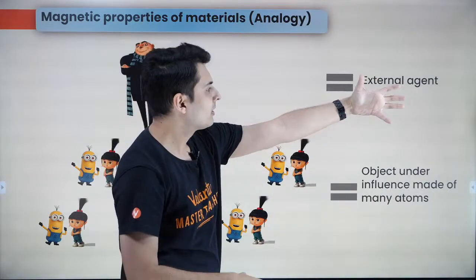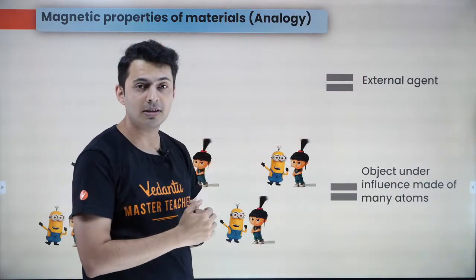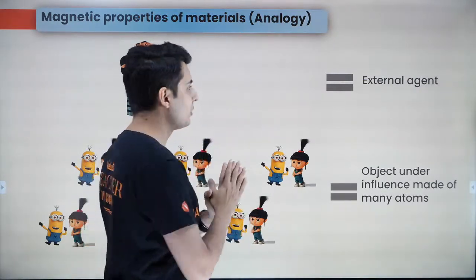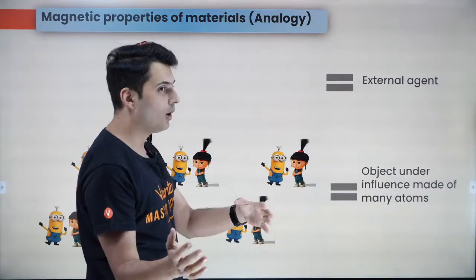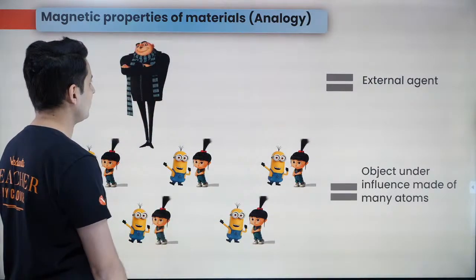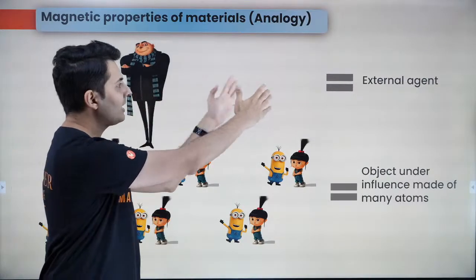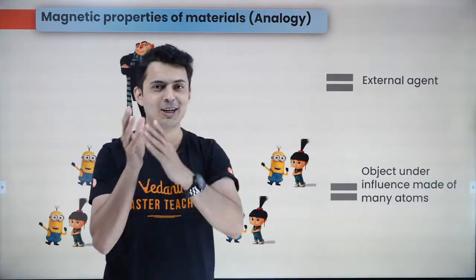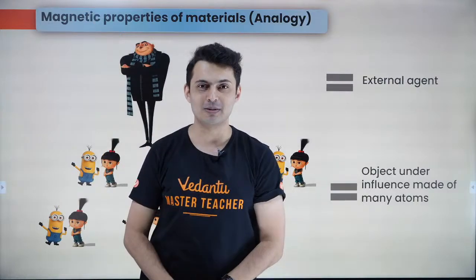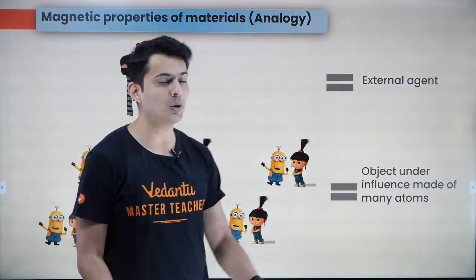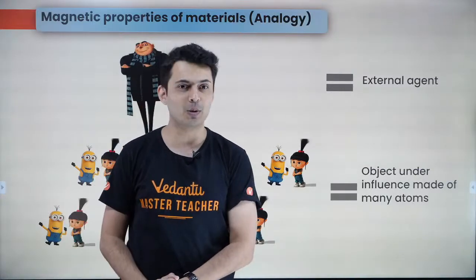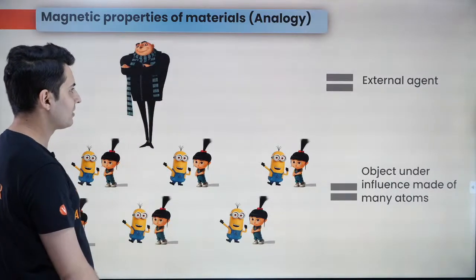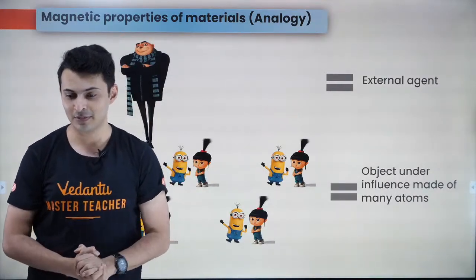Now what happens? The class teacher comes in, the external agent comes in. So what happens to all these pairs? Instead of looking away, they start looking towards the teacher. All of them start looking towards the teacher, all these Pandus and Champas. Now the moment this external agent goes away, they again start looking in random directions. As soon as it comes back in, again these people start looking towards the teacher. That's what is going to happen. Very interesting. That's the second type of material.